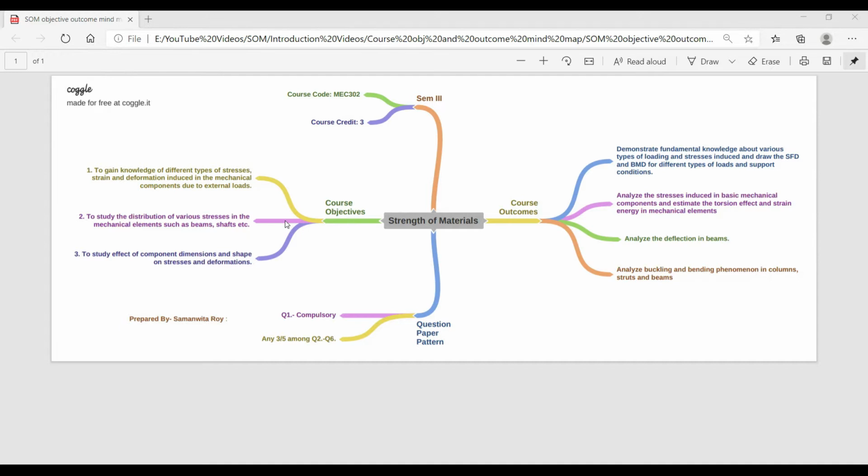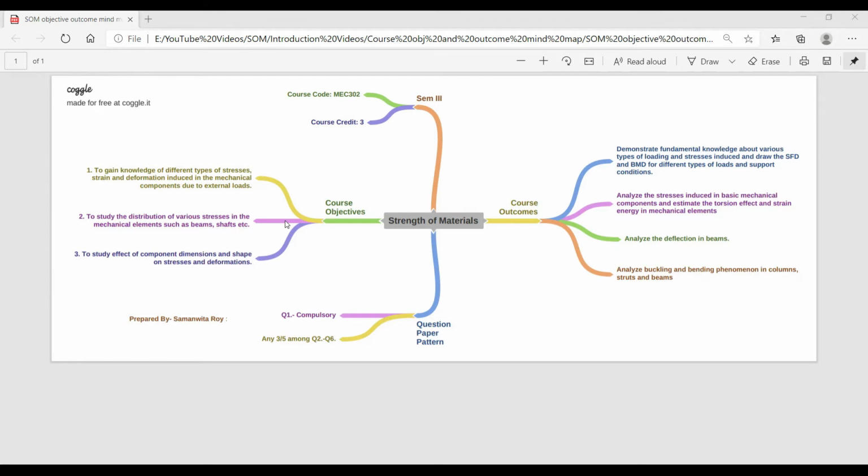The third objective of learning this course is to study the effect of component dimensions and shape on stresses and deformations. Shape is a very important factor based on which the stress and strain is going to vary on a particular body. Shape is one reason why Strength of Materials has to be studied. If I give you a very simple example, you will see all around you the objects are never perfectly rectangular or perfectly square. You will see that the edges are always given a small fillet. The reason is it gives a particular amount of safety to the person who is using it, because sharp corners are not something which is desired.